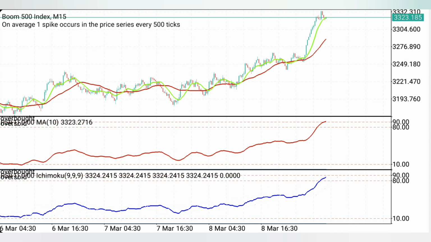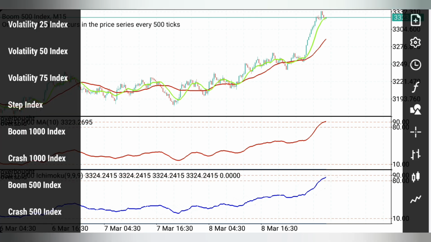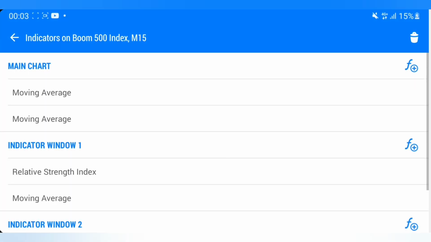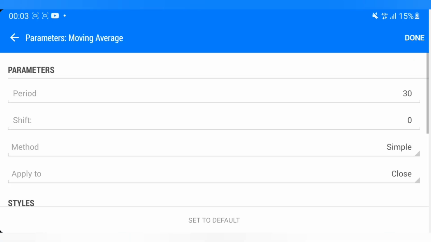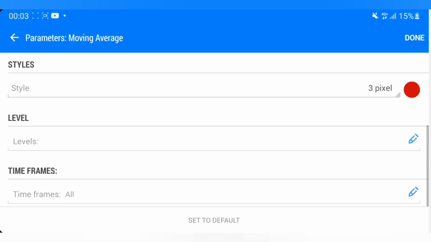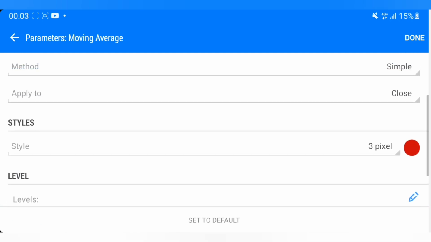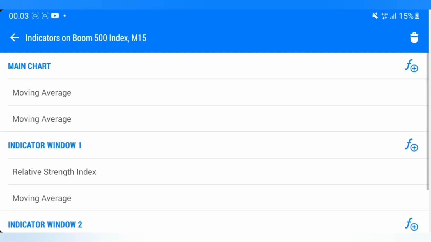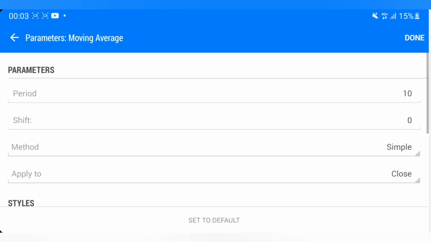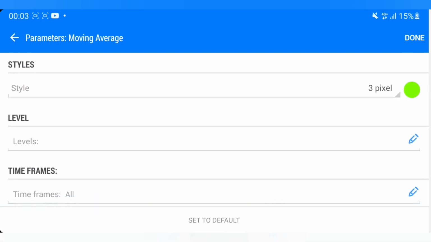So anyway, let me now talk about the moving averages that are on the main chart. So let's go to the main chart and let's take a look at their parameters. As you can see, this is the main chart. The first moving average has a period of 30, the shift is 0, the method is simple, apply to close, 3 pixels, and this is the red one. The moving average 2 has a period of 10, the shift is 0, the method is simple, apply to close, and this one is color green.